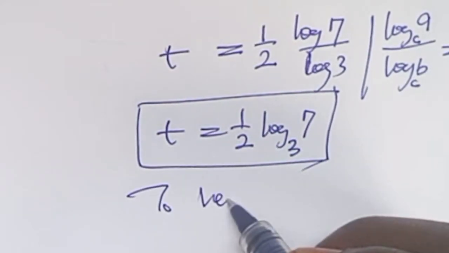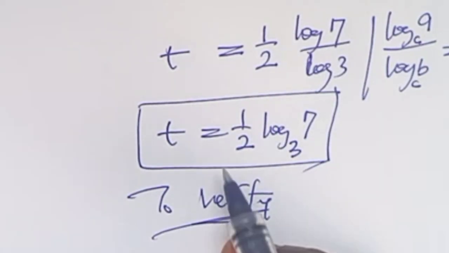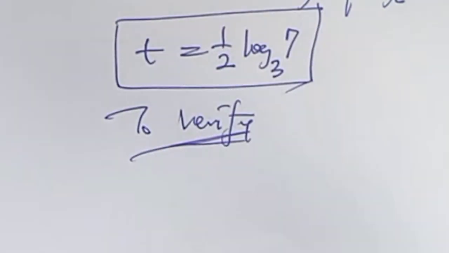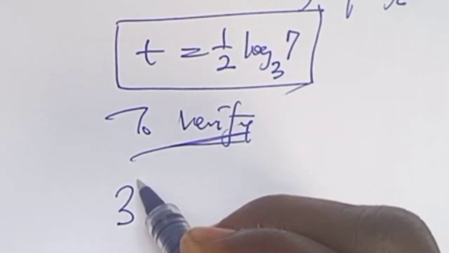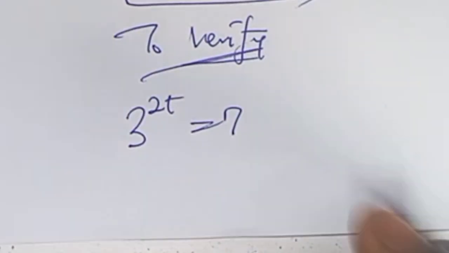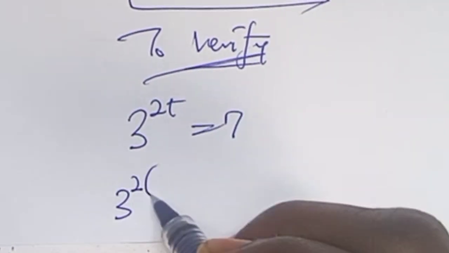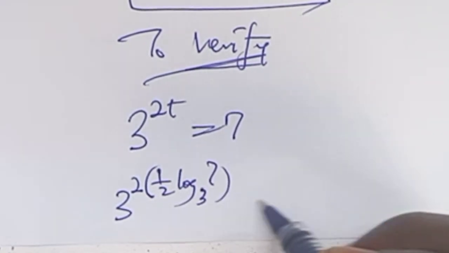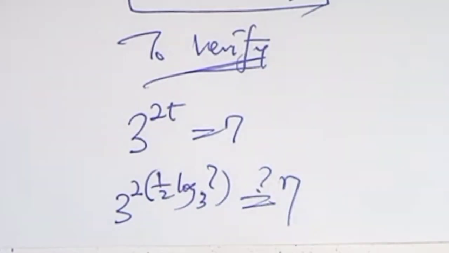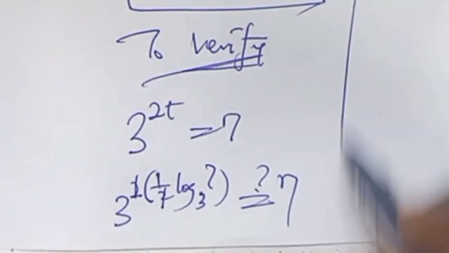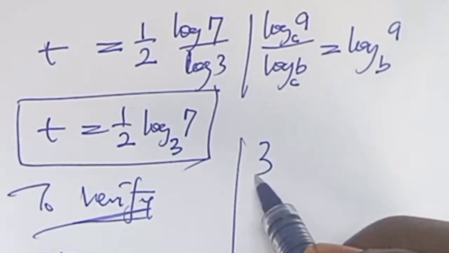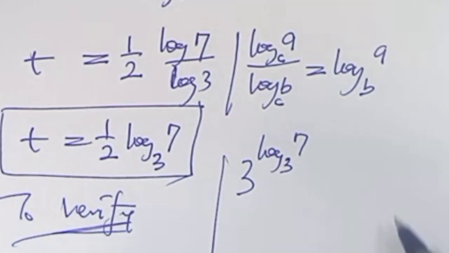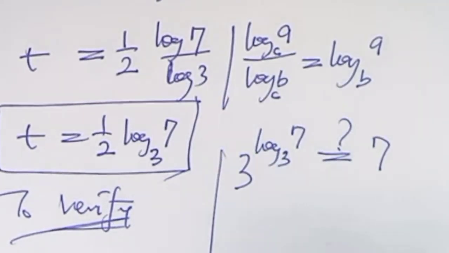So to verify if the value of t we got can satisfy the equation, we therefore will put anywhere we have t, this value, so that from our original equation, 3 to the power of 2t equals to 7, t becomes 3 to the power of 2 times 1 over 2 log 7 base 3. Can this be equal to 7? And here, 2 can cancel out 2. What will be left will be 3 to the power of log 7 base 3. We want to know if this is equal to 7.